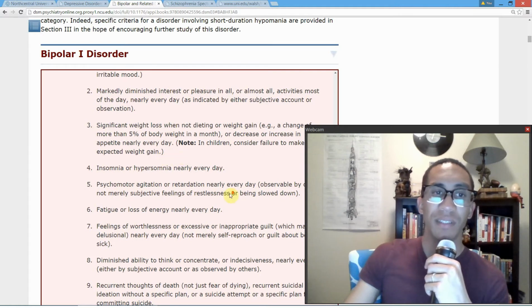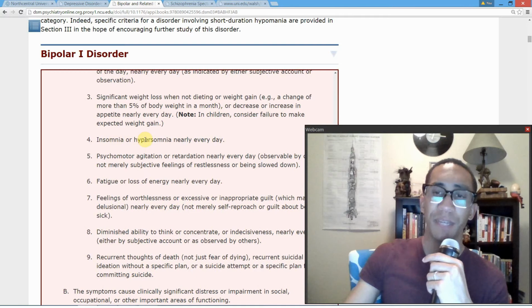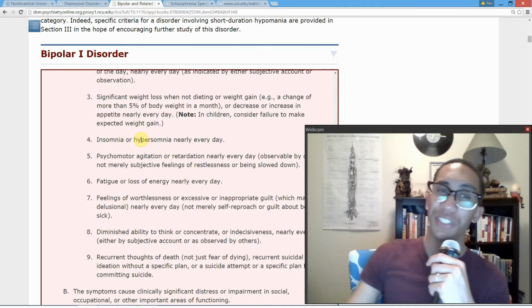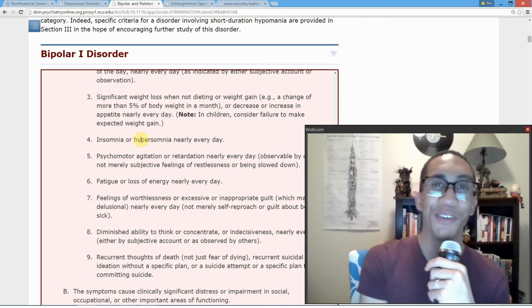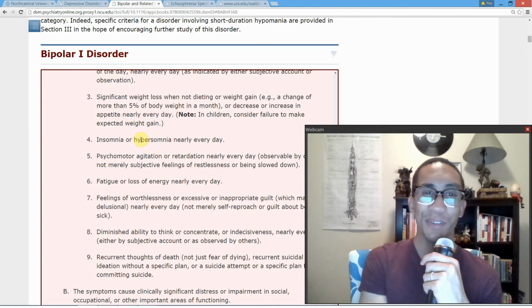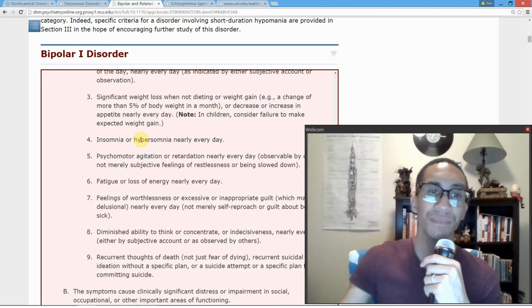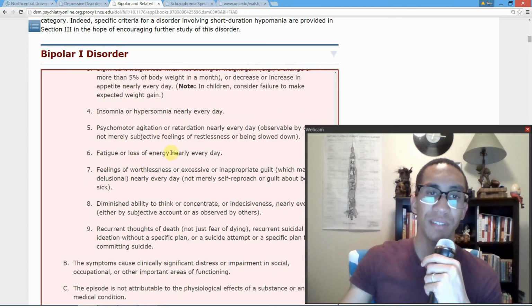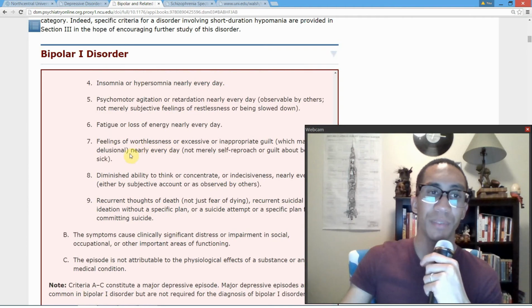Significant weight loss. Don't know. Never got brought up. Insomnia. I'm really leaning towards that she did have sleep disturbances, but of course I'd have to ask her. I couldn't just go and say that that's something that she had. Fatigue or loss of energy nearly every day. She did look pretty sluggish.